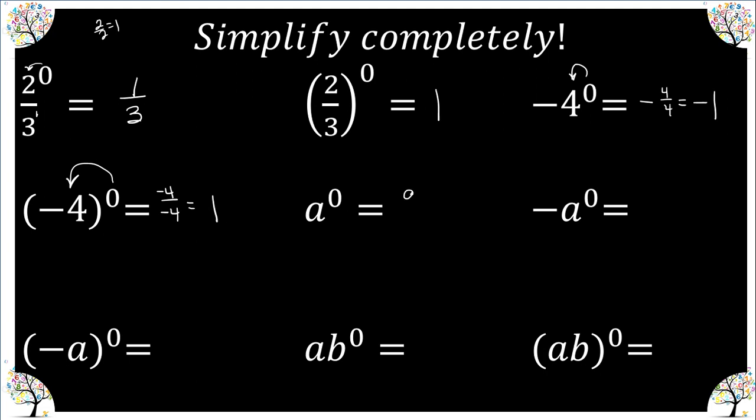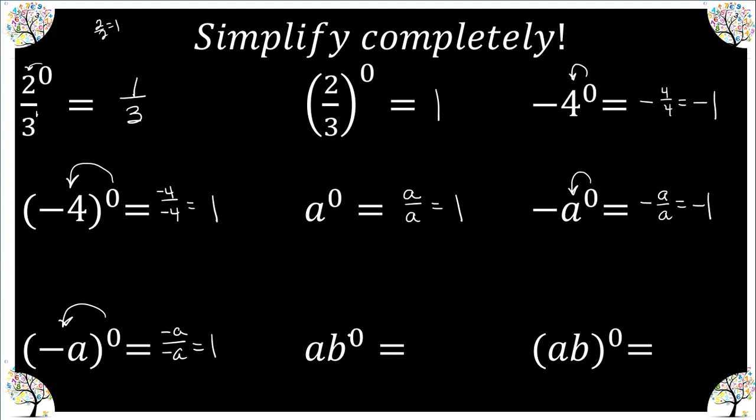A to the 0, again, anything raised to the 0 power just means the base divided by itself, which will always give you 1. This example, my base of the 0 is only A, so my base is A. So I have a negative, and then we have A over A, so we get negative 1. In this example, we have negative A raised to the 0. Negative A is the base, so I have negative A over negative A, giving me positive 1.